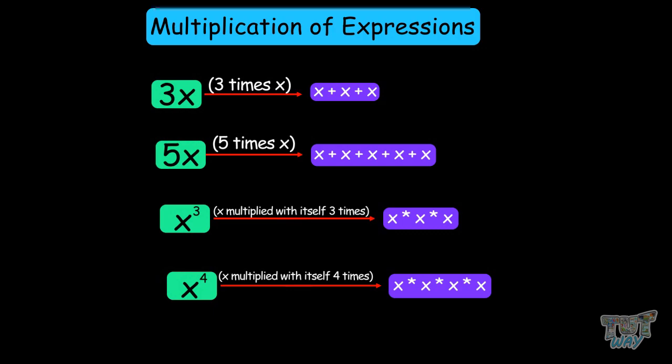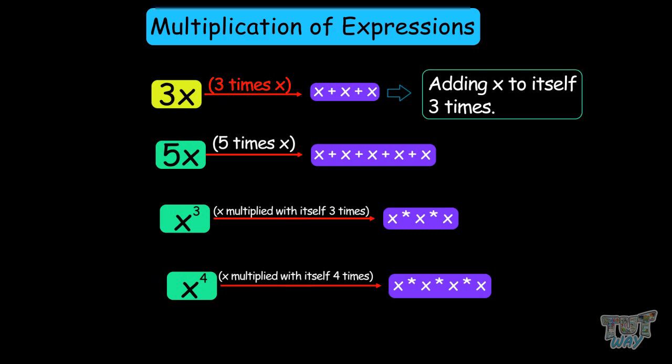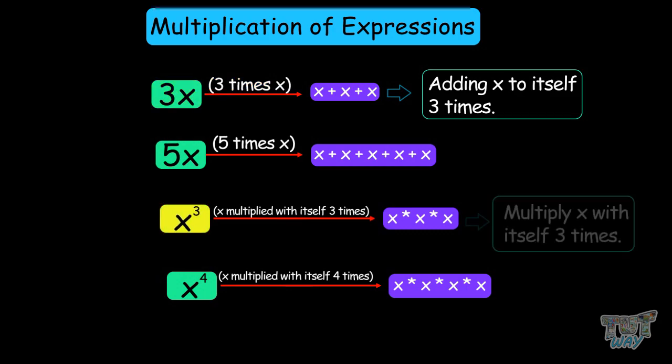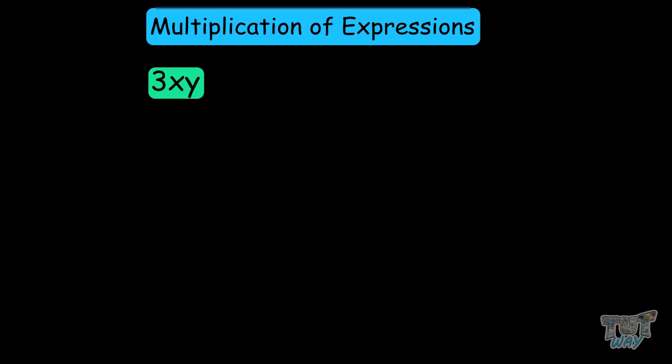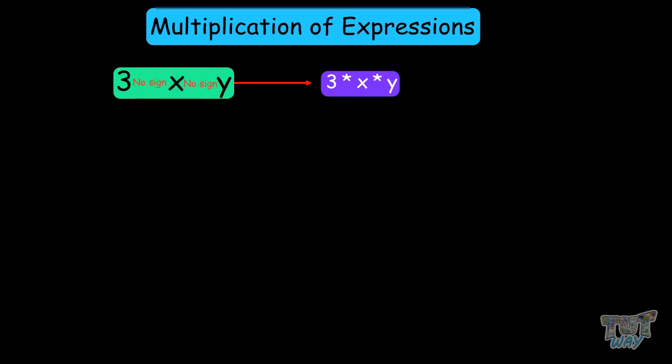So you need to remember if it is written as 3x, which means 3 times x, that is adding x 3 times to itself, or if we have x to the power of 3, which is where we multiply x with itself 3 times. Now here we have the expression 3xy. This is 3 times x times y. Now when you do not have any sign between the constant or variable and variable, it means multiplication.